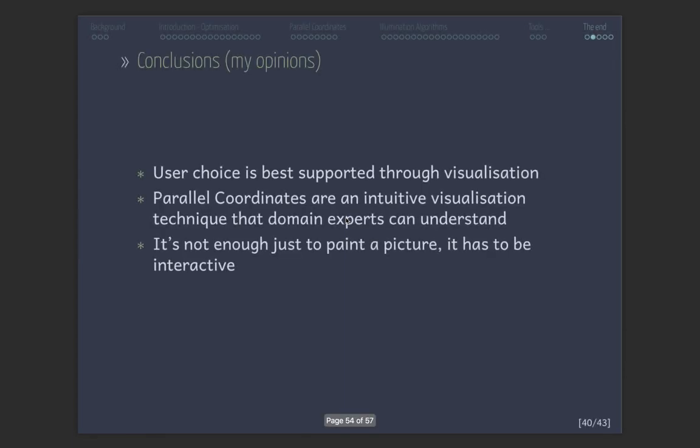And that brings us towards the end of our talk. So some conclusions, and these are frankly my opinions. In this context, user choice is best supported through visualization. Parallel coordinates are intuitive visualization techniques that domain experts can understand.